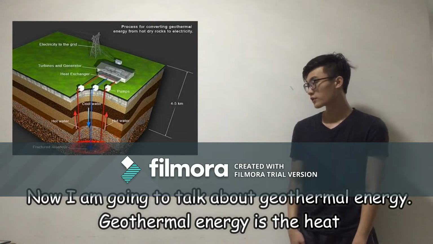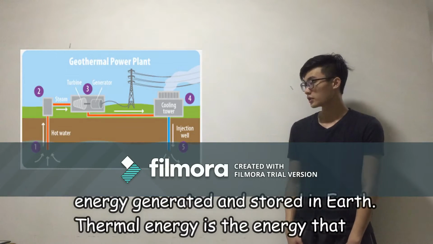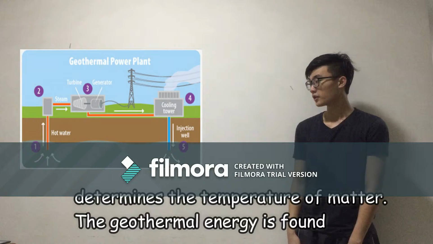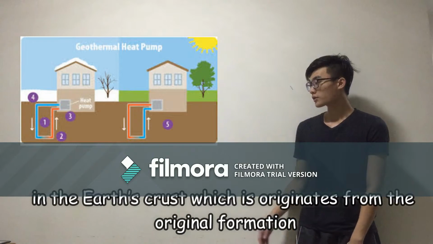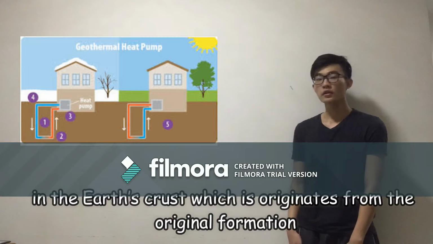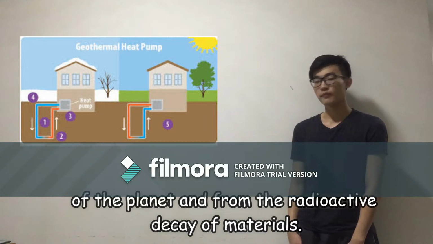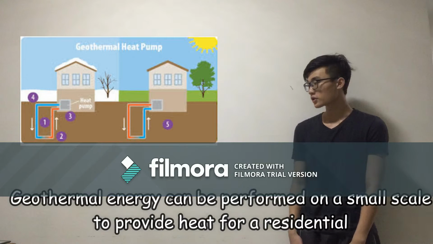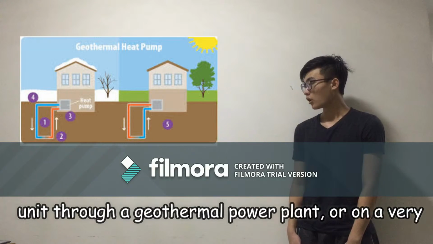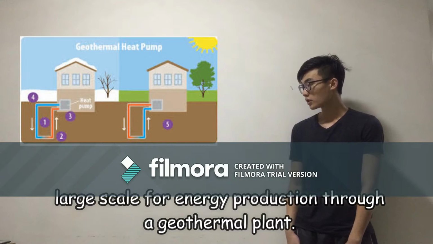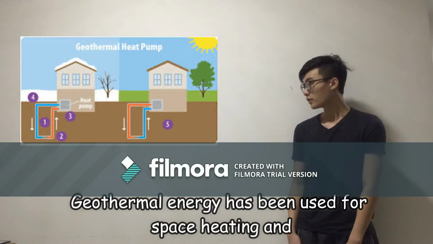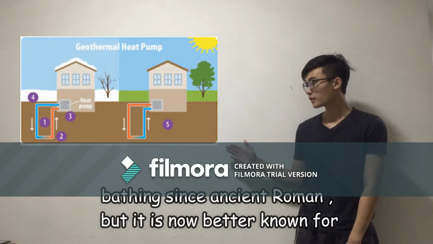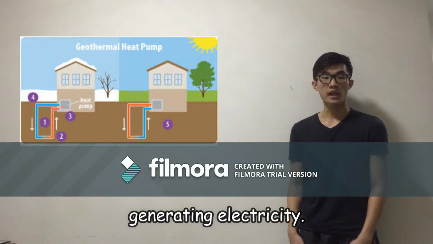Now I'm going to talk about geothermal energy. Geothermal energy is the heat energy generated and stored in the Earth. Thermal energy is the energy that determines the temperature of matter. Geothermal energy is found in the Earth's crust, which originates from the original formation of the planet and from the radioactive decay of materials. Geothermal energy can be used on a small scale to provide heat for a residential unit through a geothermal heat pump, or on a very large scale for energy production through a geothermal power plant. Geothermal energy has been used for space heating and bathing since ancient Roman times, but it is now better known for generating electricity.